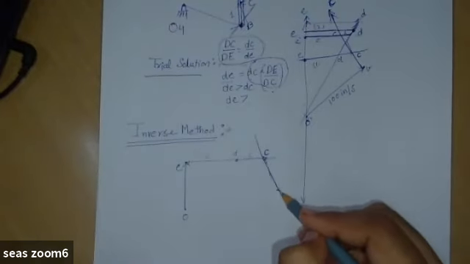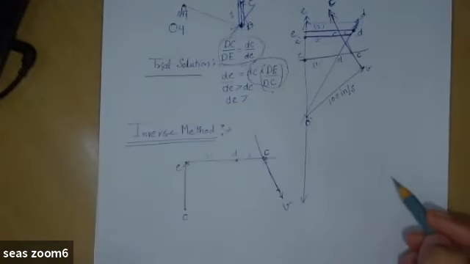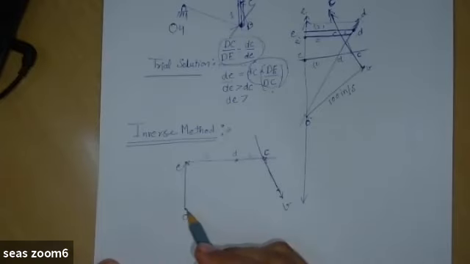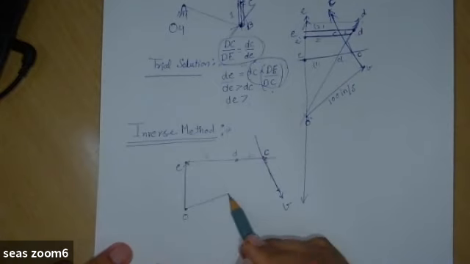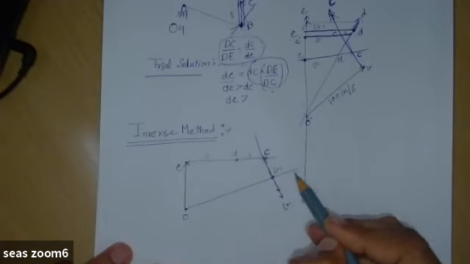Let's say this is the trial vector and this is point B. From O, let's draw a perpendicular to link O1B, and then it will intersect at a certain point, and let's say this becomes point B.